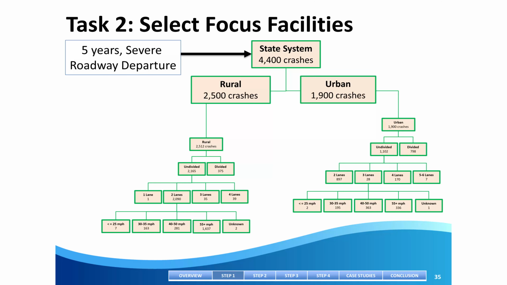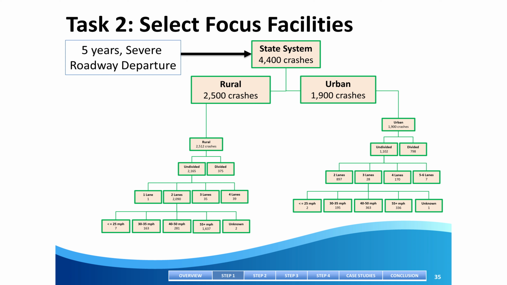To get down to the focus facility type, you could run your data through a number of different pivot tables or create some data summaries to figure this out. Crash trees are a very useful tool, and FHWA has a crash tree maker in development. There's a prototype available. There's a couple of bugs to work out, but it is functioning, and it can help you to develop these if you load your data in the background.